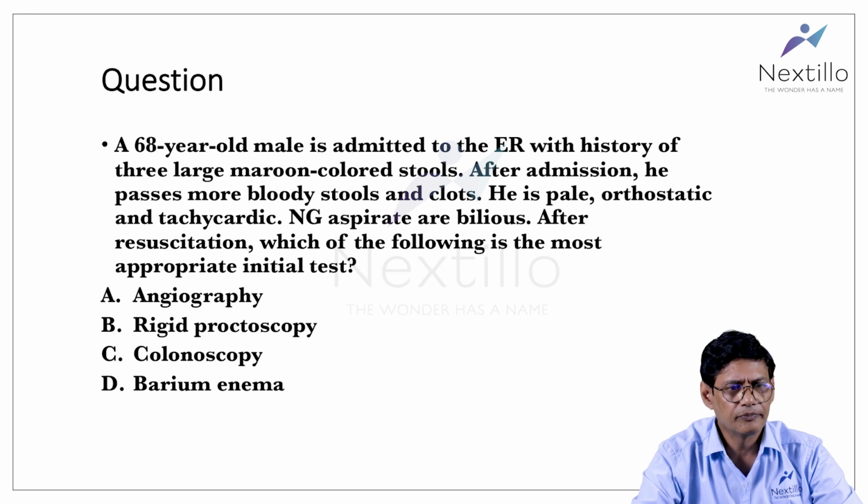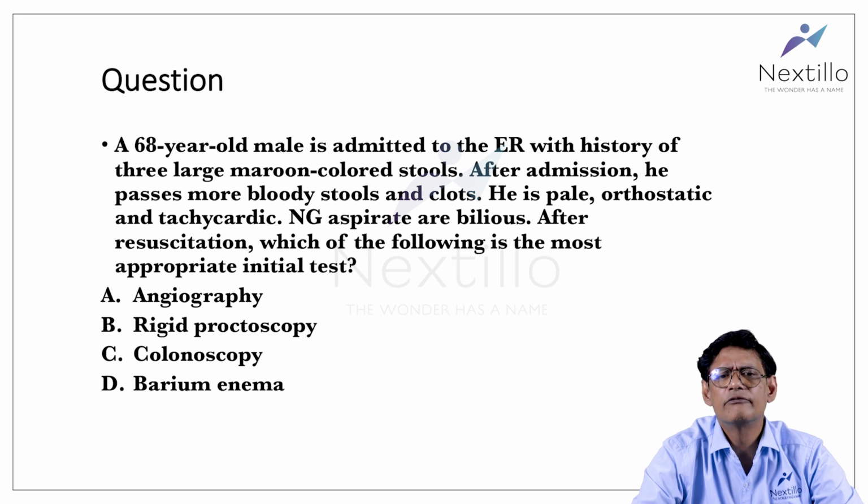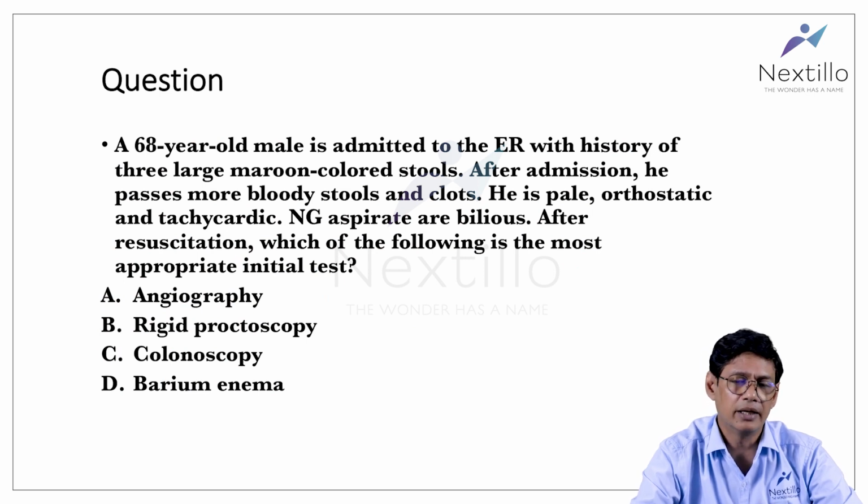In this question, a 68-year-old male is admitted to the emergency room with a history of 3 large maroon colored stools. So this is an elderly patient presenting with maroon colored stools, meaning there is fresh blood. On admission, he passes more bloody clots and stools. He is pale, meaning anemic, orthostatic and tachycardic. The nasogastric aspirates are bilious. After resuscitation, which of the following is the most appropriate initial test?